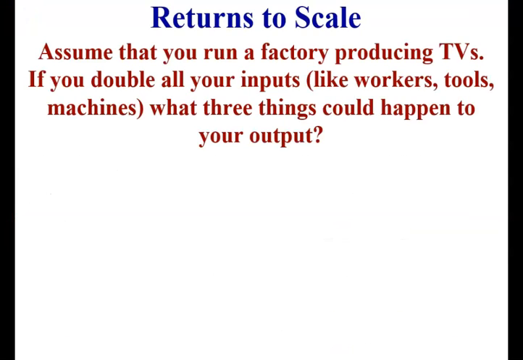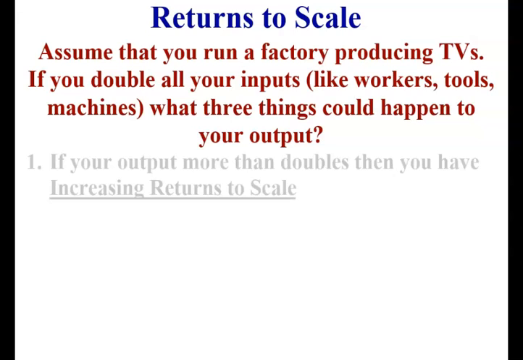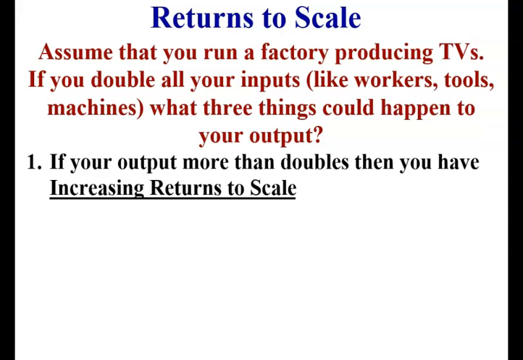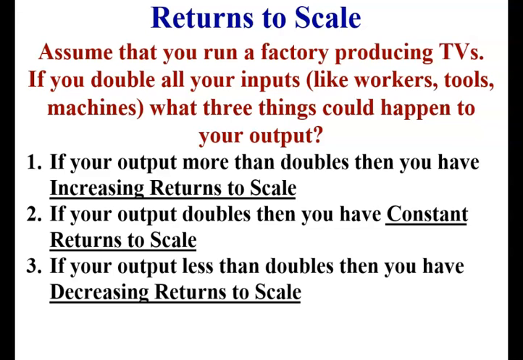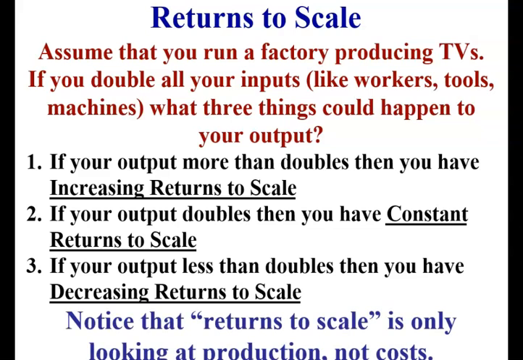Assume that you run a factory and produce TVs. If you double all your inputs, what three things are going to happen? If your output more than doubles, then you have increasing returns to scale. If your output doubles, then you have constant returns to scale. And if your output less than doubles, you have decreasing returns to scale.